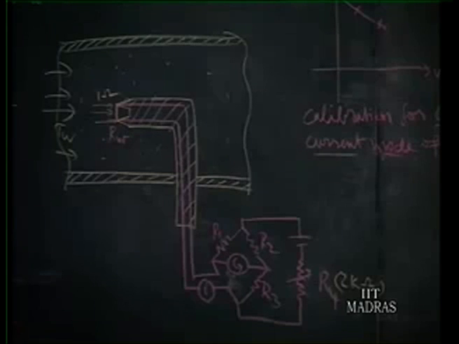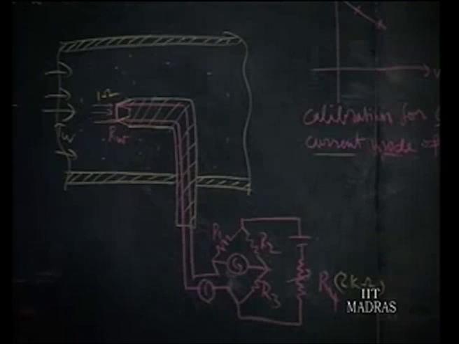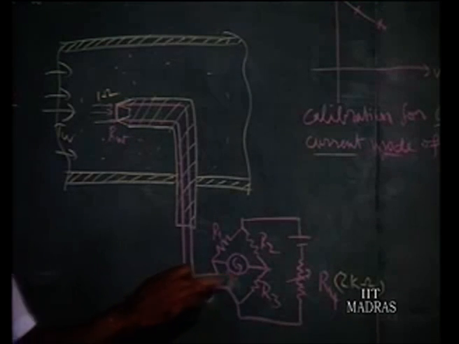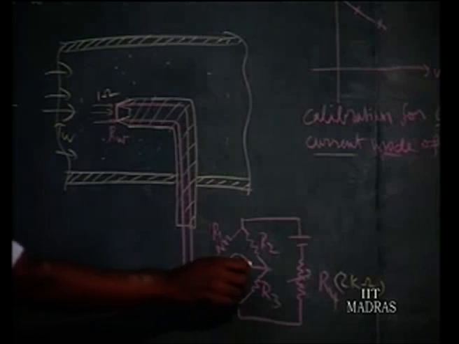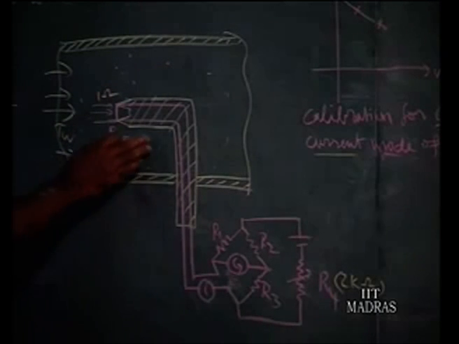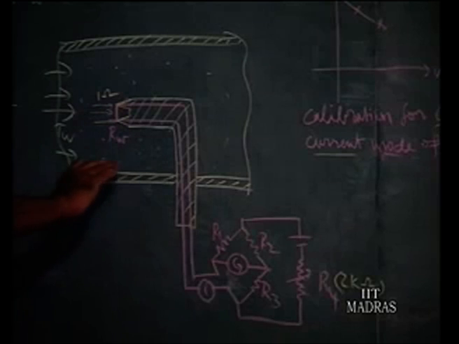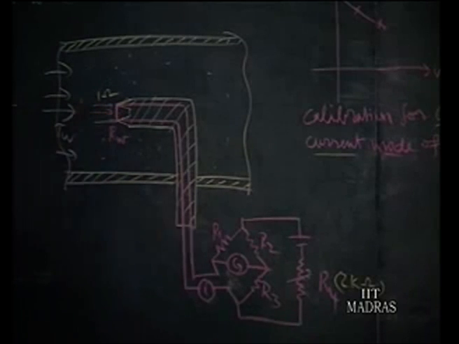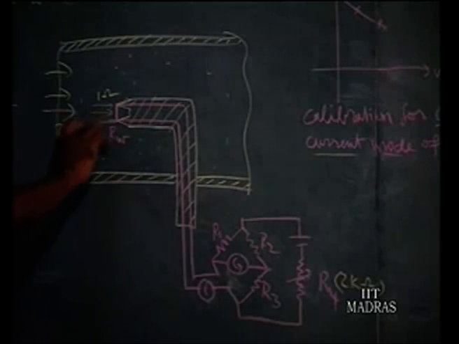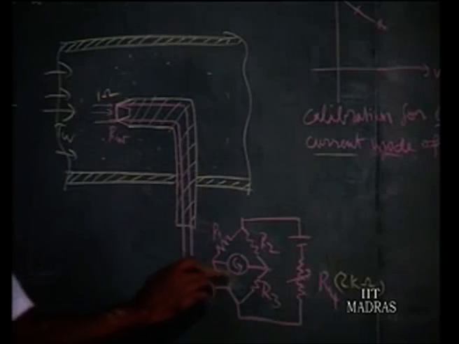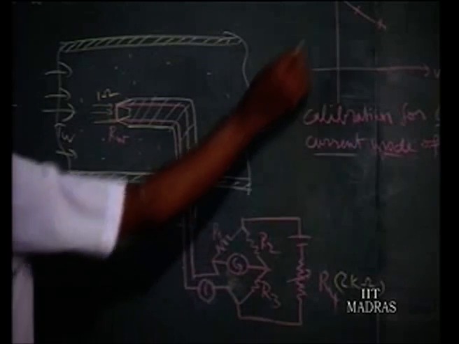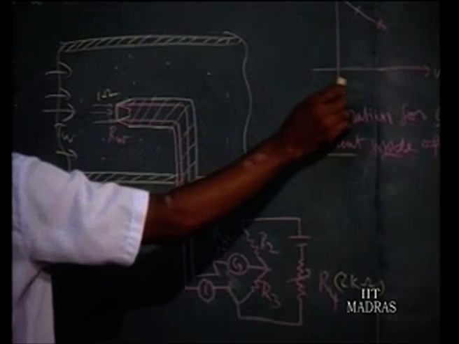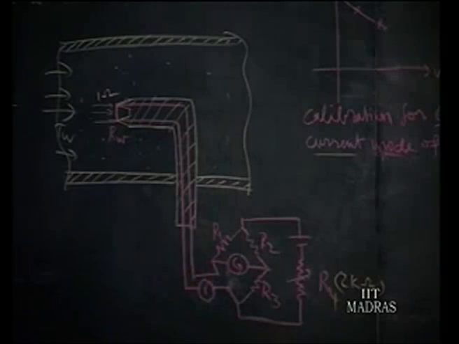Under that condition, whatever current flows through the galvanometer is the imbalance current. When there is 0 velocity, practically no heat is taken out, so the wire will assume maximum temperature and hence maximum resistance. So there is maximum imbalance, and then you will have the higher current. This is the current flowing through the galvanometer for 0 velocity.